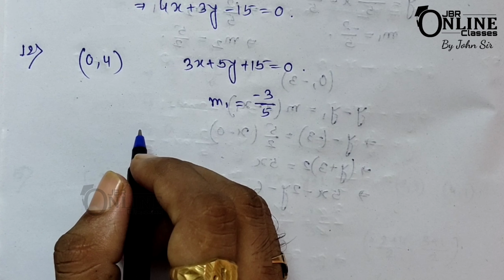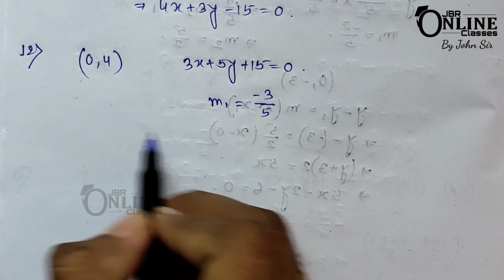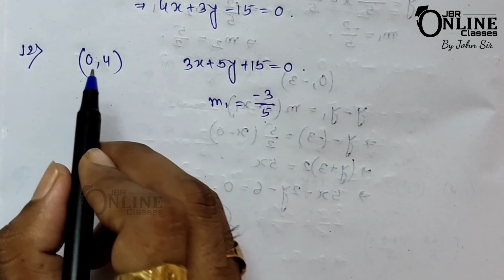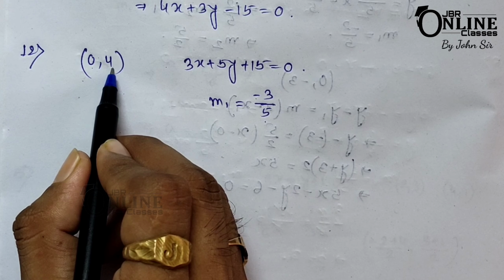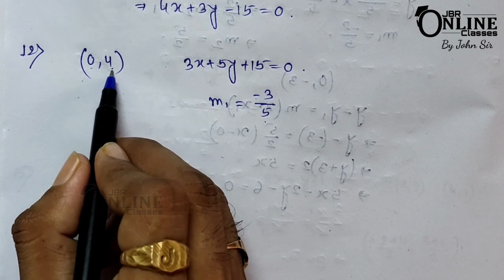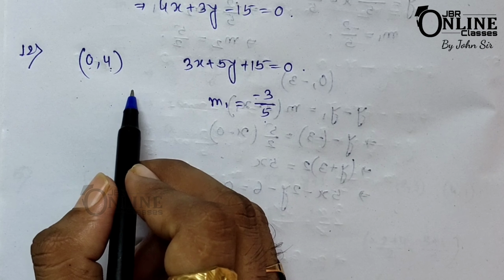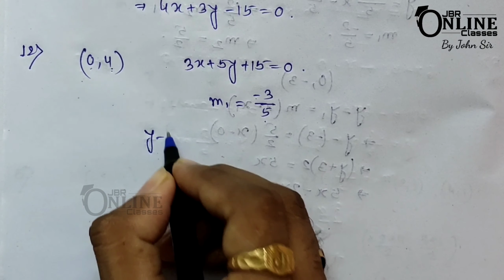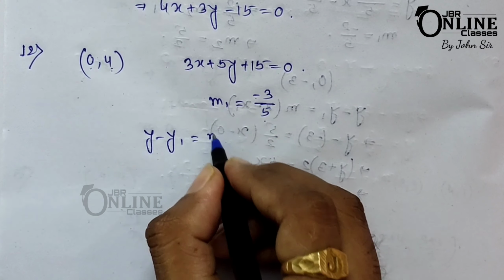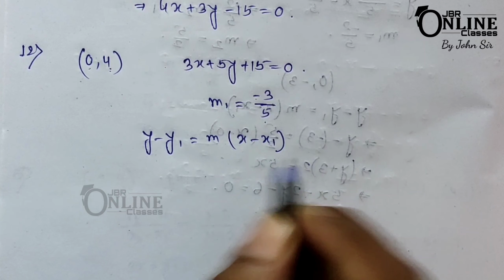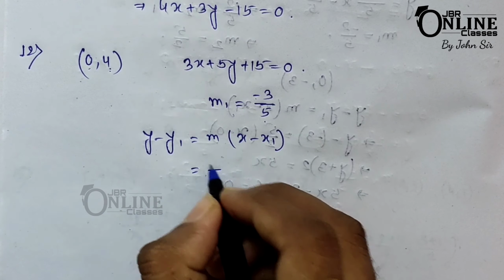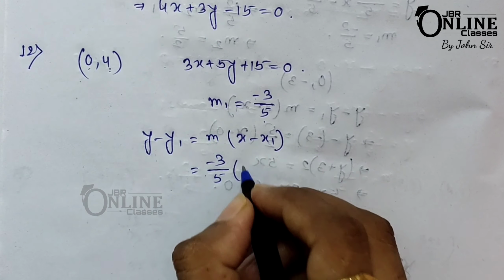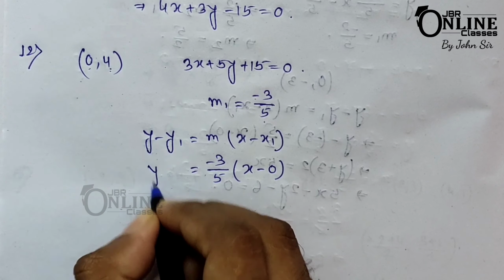Now the slope of the line parallel to the given line equals minus 3 by 5, and it passes through the point 0, 4. So from that you can easily find out the equation of the second line. Here the formula will be the same, y minus y1 equals m into x minus x1. So the slope is minus 3 by 5, with x minus 0 and y minus 4.